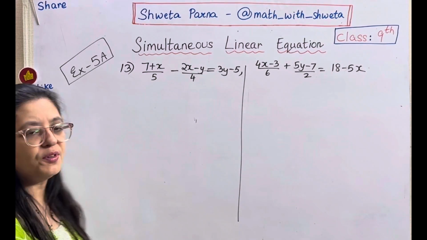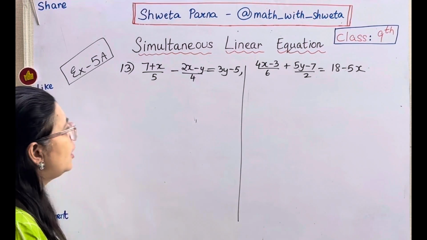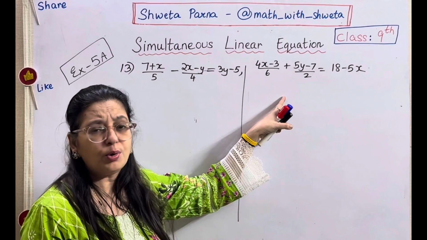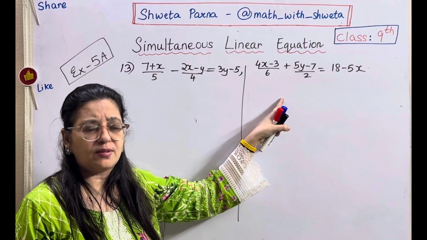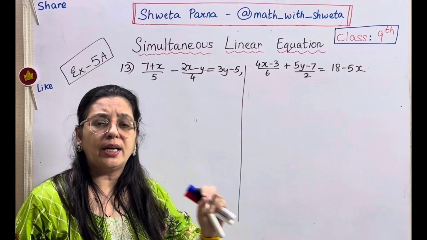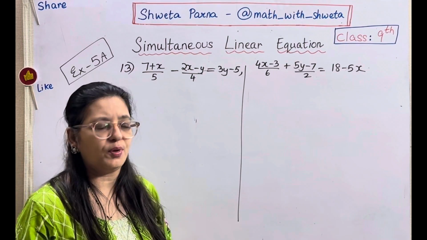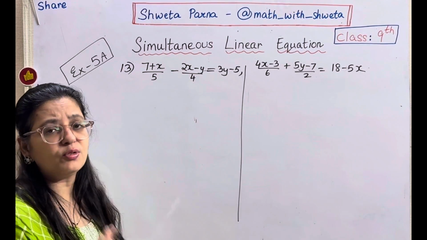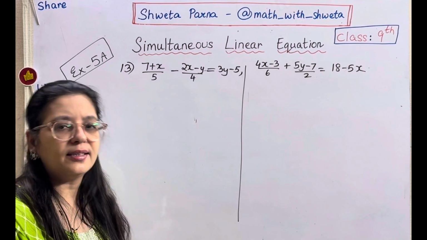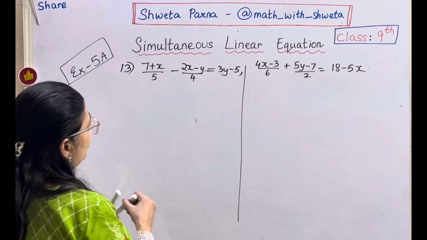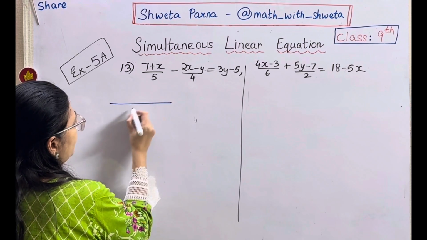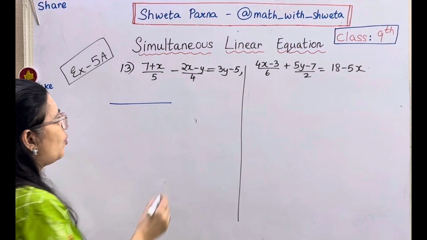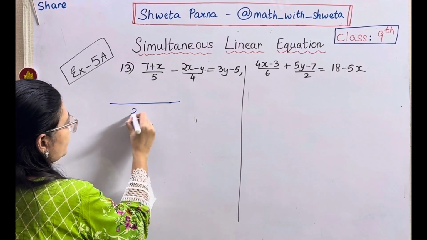So I'm taking a few questions from S Agarwal, exercise 5A. The first question which I have taken is question number 30. Your two equations are given to you, but these are complex equations, right? First thing, you will have to get the linear equations in the simplest form. Okay, let's do that. There are two fractions, so you cannot add or subtract till they are alike. So we will have to find the LCM. LCM of 5 and 4 is 20.